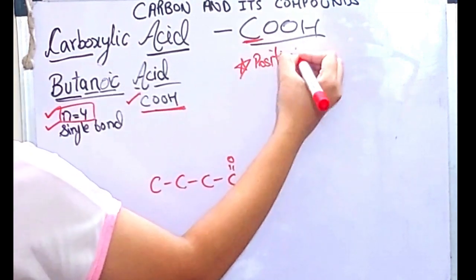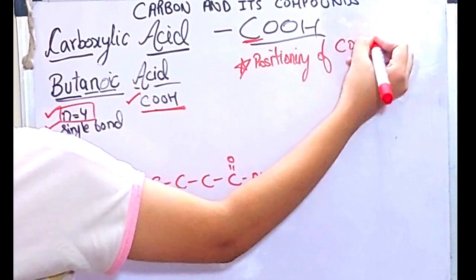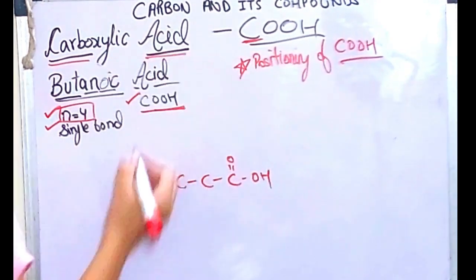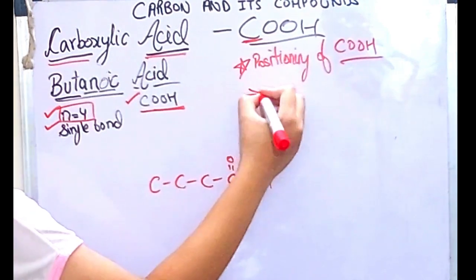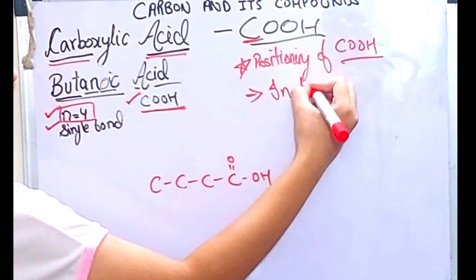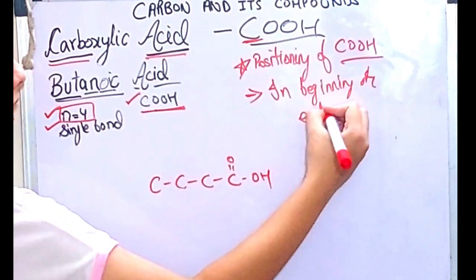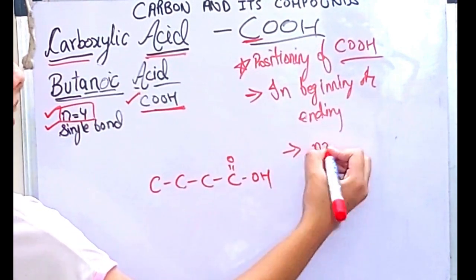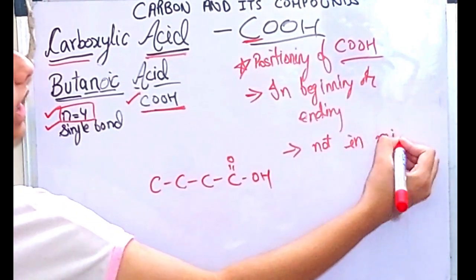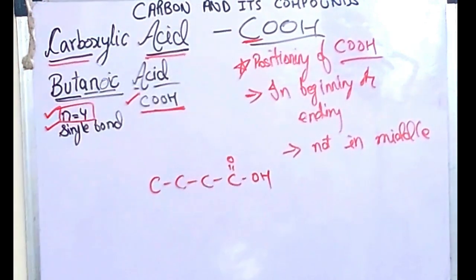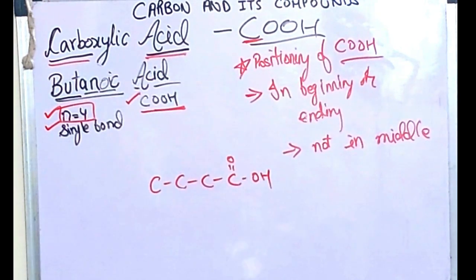Positioning of COOH, by which I mean carboxylic acid. So the positioning of carboxylic acid will be in the beginning or ending, not in the middle. Please note it down. If you are not writing it down, at least keep it in your mind always. These small points, just remember them, go through them again and again, so you will understand the basis of it.